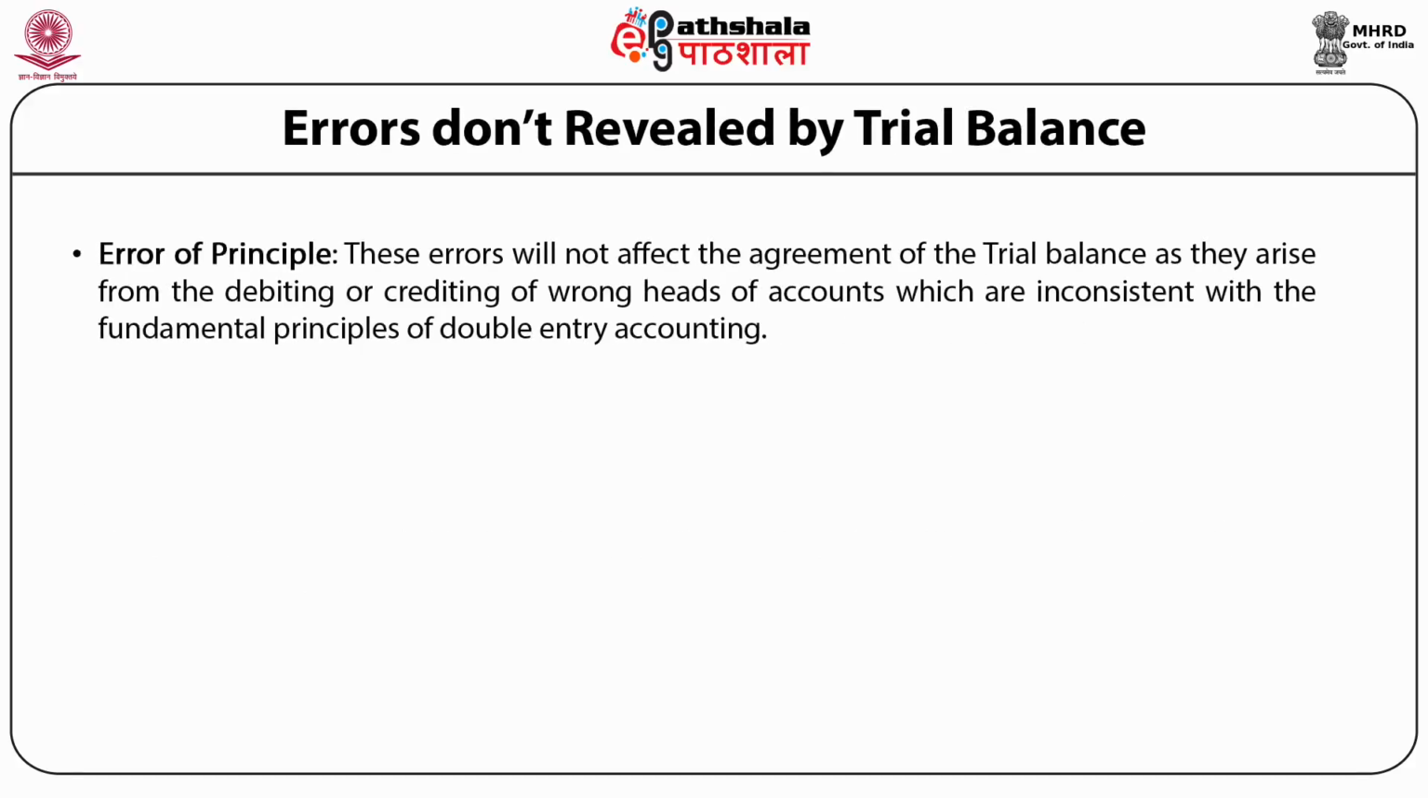Error of principle. Errors of principle will not affect agreement of the trial balance as they arise from the debiting or crediting of wrong heads of accounts which are inconsistent with the fundamental principles of double entry accounting. For example, wages paid on installation of machinery. The entry should be passed according to the double entry system, machinery account debited to cash. That machinery account should be debited in this entry.